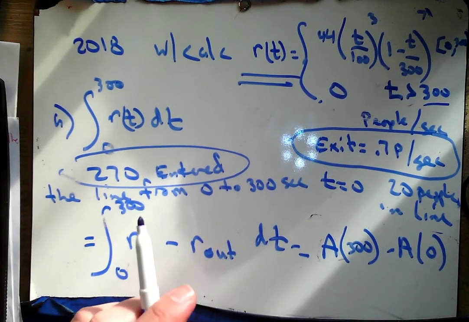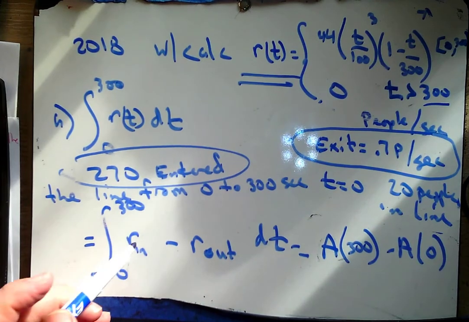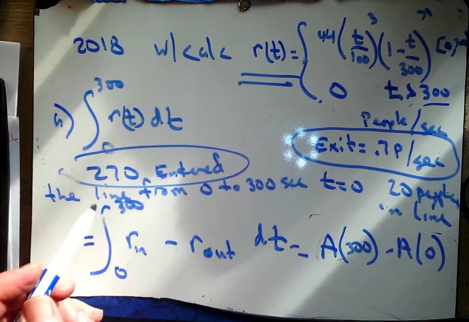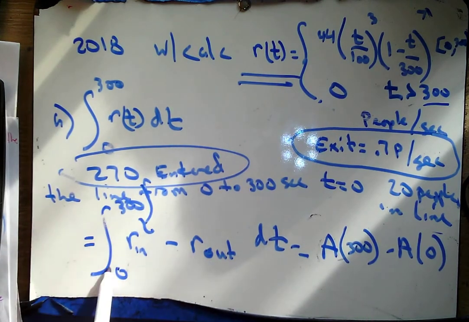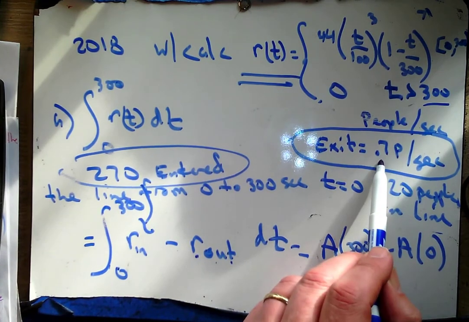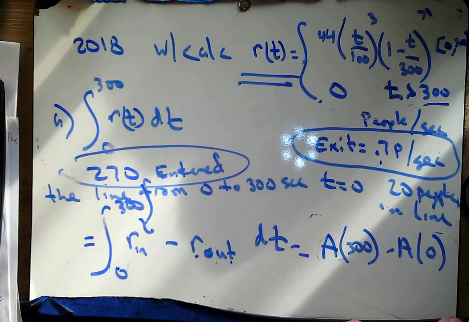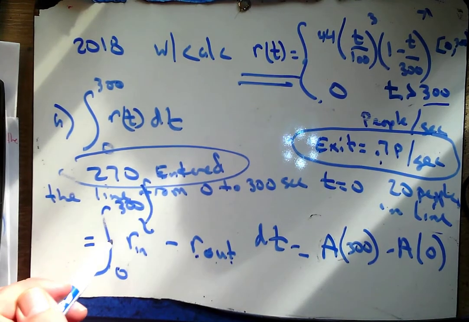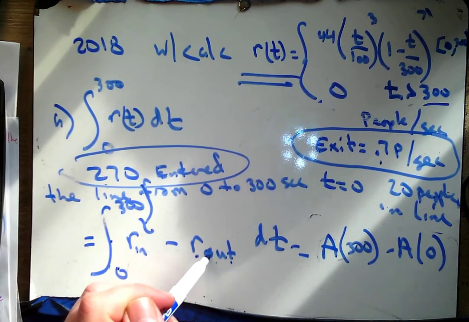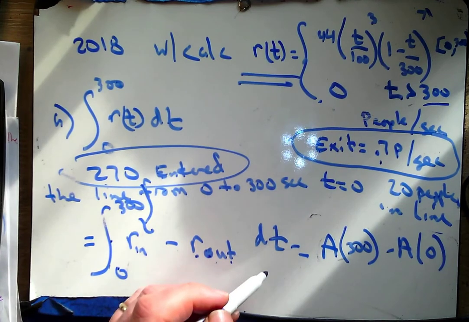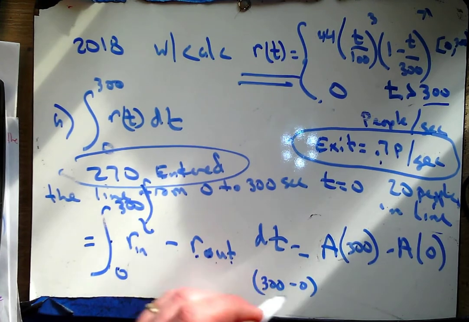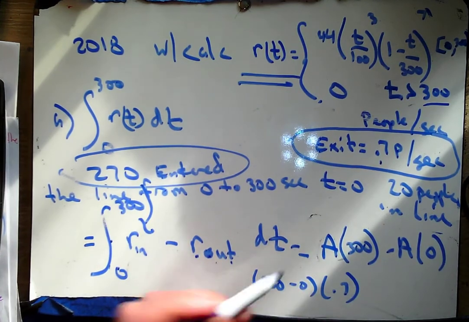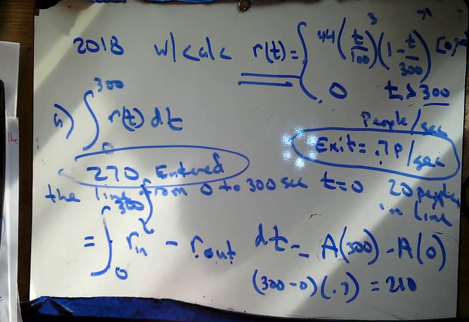Yes. Okay, good. So now I kind of also want to say this. We already calculated that part. So really all I need to do is integrate from 0 to 300 this rate out. Well, my rate out is a constant, 0.7 people per second. And when we integrate a constant, aren't we just taking b minus a times that constant? Okay, so 300 minus 0 times 0.7. And so I get 210.